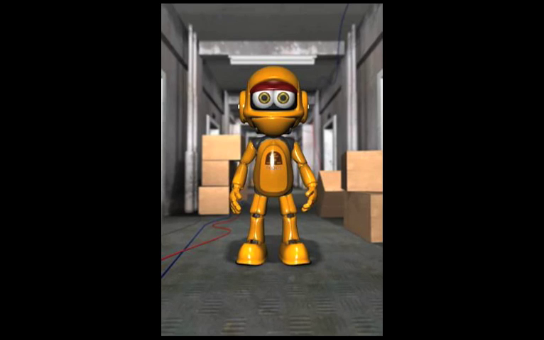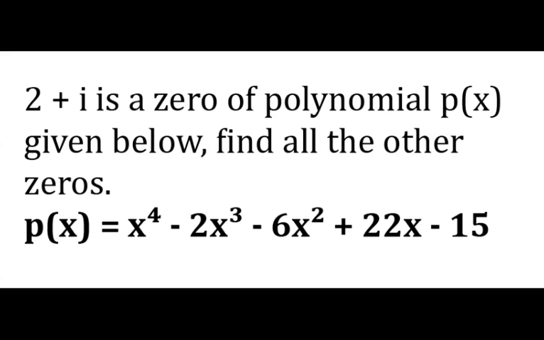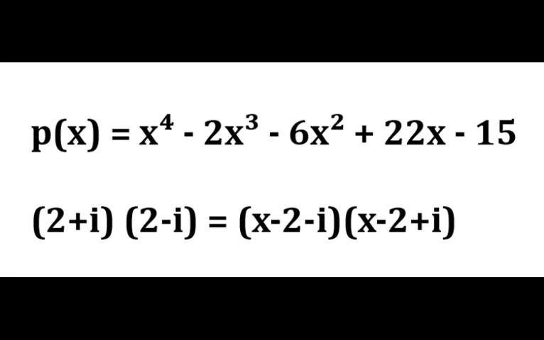Oh, yeah. Here is an example of a problem for finding complex zeros of polynomial functions. The problem is: 2 plus i is a zero of polynomial p of x, given below. Find all the other zeros. Since 2 plus i is an imaginary number and p of x has real coefficients, it follows that the conjugate 2 minus i is also a zero of p of x.